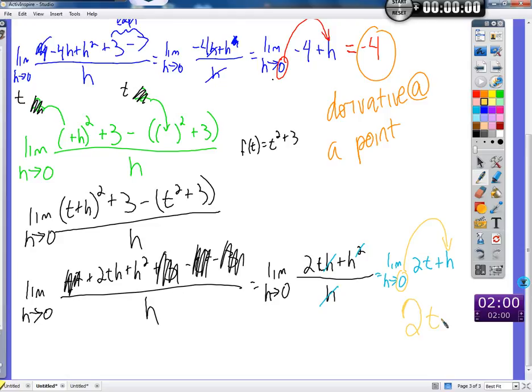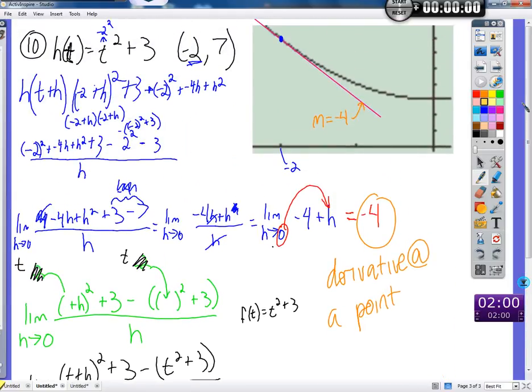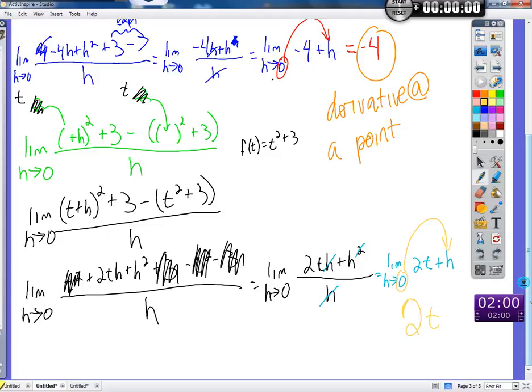Wow. So 2t. So we went from one function, the original function, that when, let's say we graph it, we get this parabola. Now we've gone to another function, totally different, though closely related. And what we did was go through all of the steps that we would have gone through to find, what were we finding? Like back here, what were we finding at negative 2?